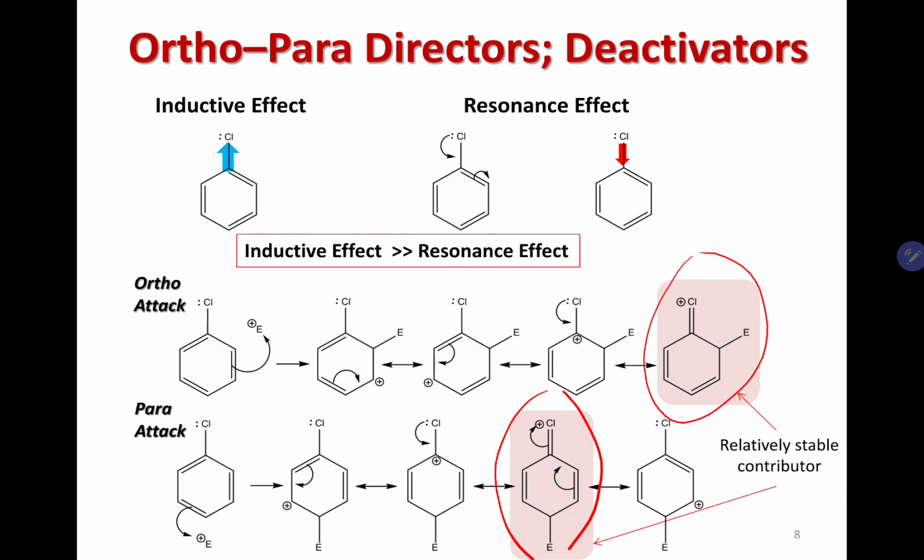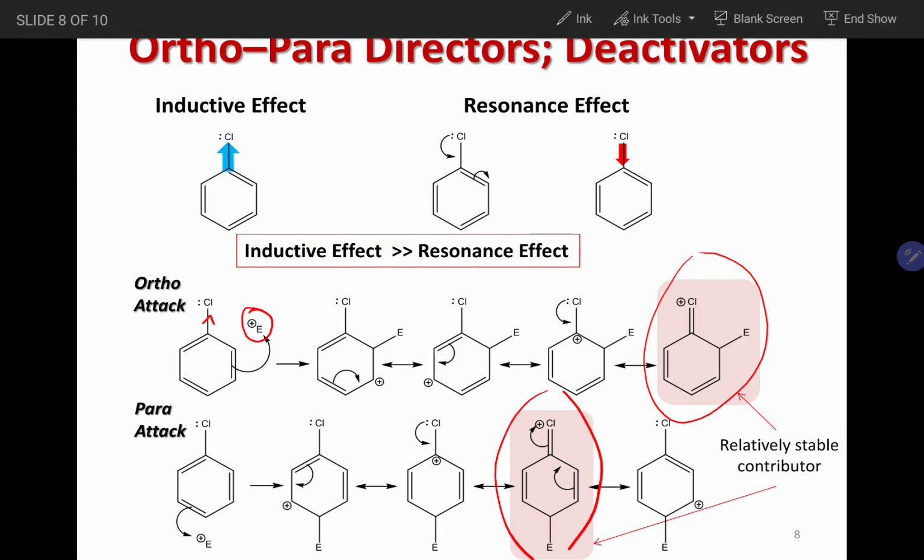So once again, guys, if it is a deactivator, it should decrease the electron density on benzene, which means benzene no longer feels like it is rich in electrons, so it will be hesitant to attack an electrophile. So this reaction will be unfavored. Why? Because chlorine is pulling electrons, so benzene feels poor.